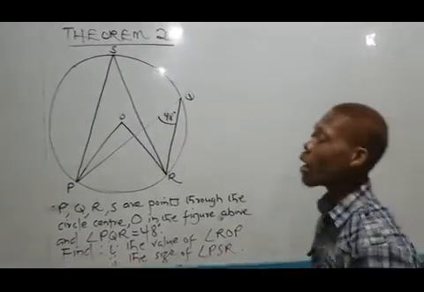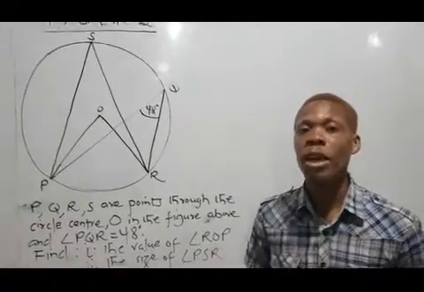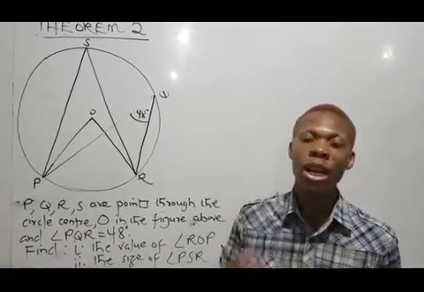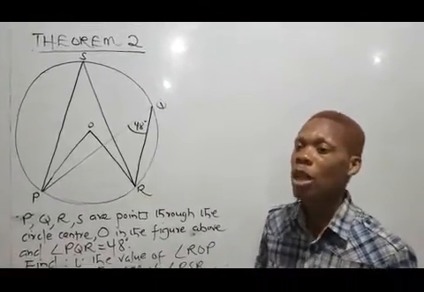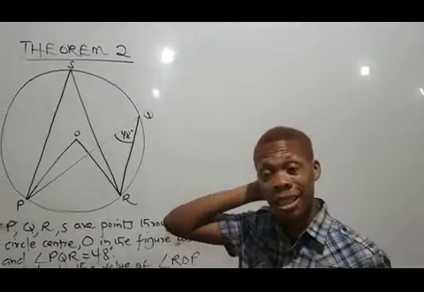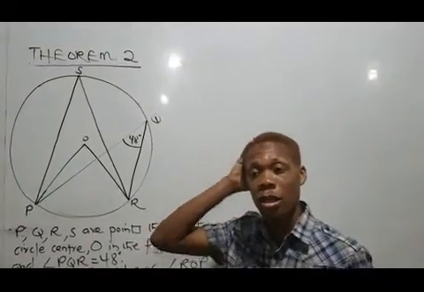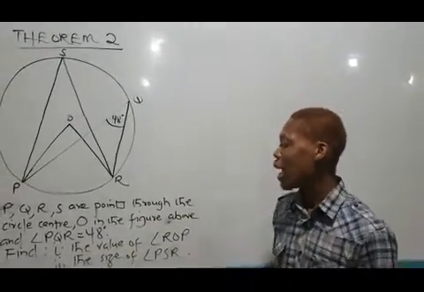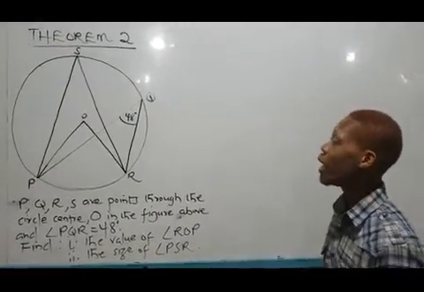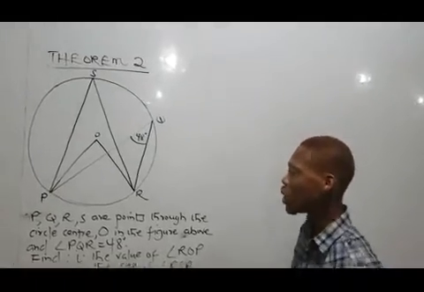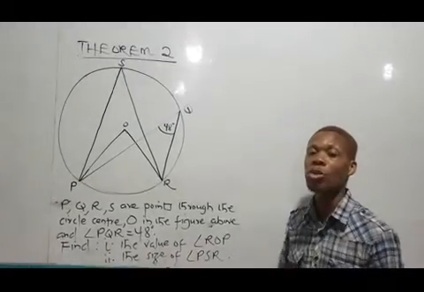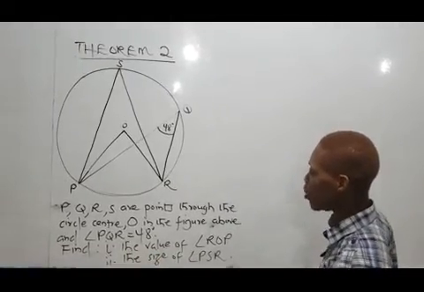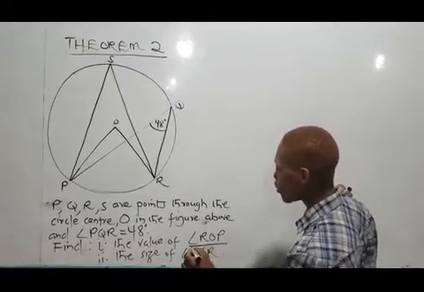Remember that we've learned only 2 theorems. We've learned theorem 1, which connects the angle subtended at the center with the angle subtended at the circumference. And we've learned theorem 2, which is angle subtended at the circumference by the same chord. So we look at the angle we've been asked to find, and that will guide us as to whether we have to use theorem 1 or theorem 2. Now part I of the question says find the value of angle ROP.